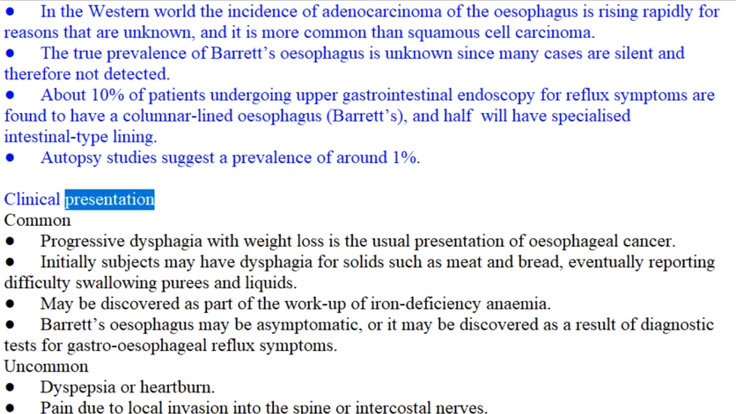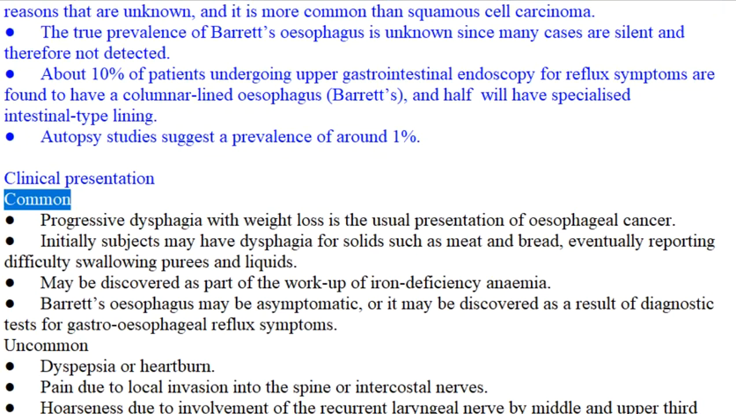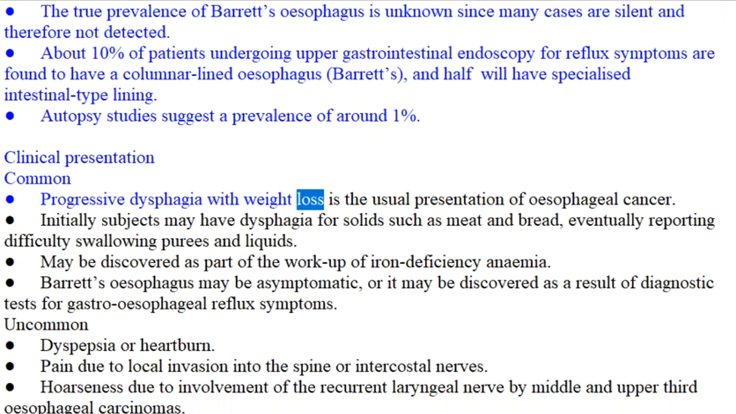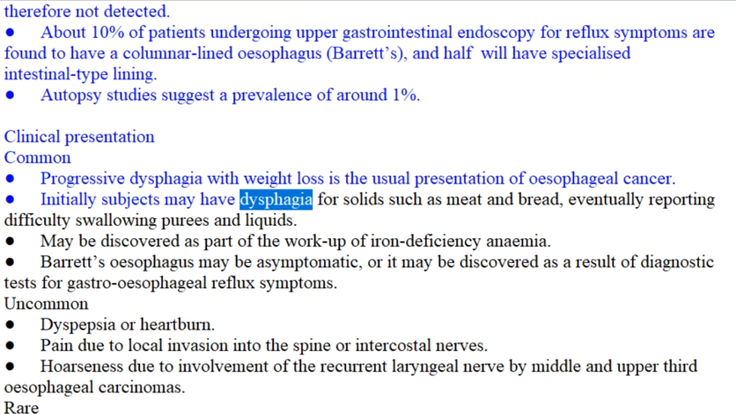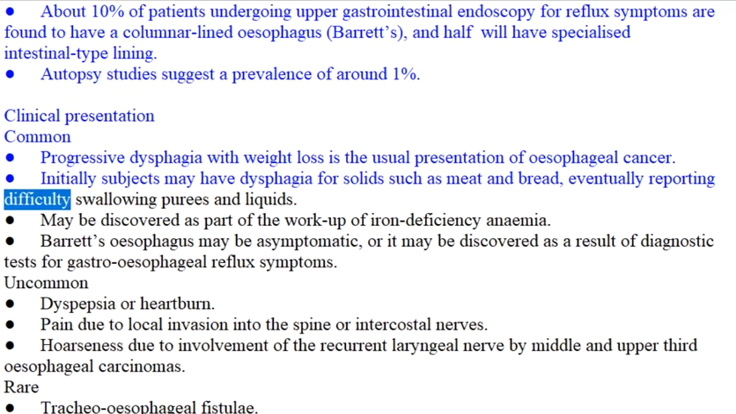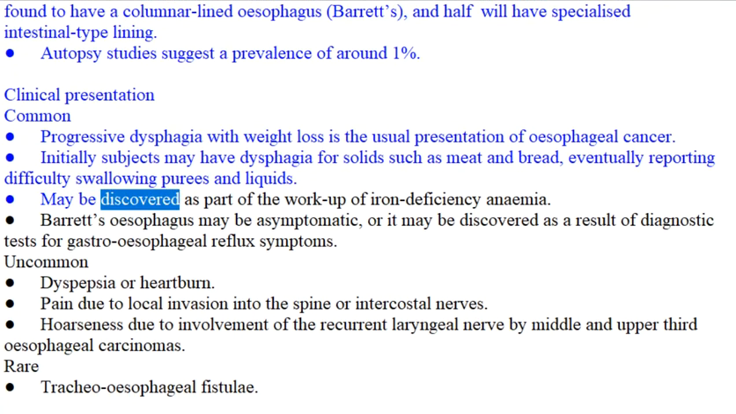Clinical presentation. Common. Progressive dysphagia with weight loss is the usual presentation of esophageal cancer. Initially, subjects may have dysphagia for solids such as meat and bread, eventually reporting difficulty swallowing purees and liquids. May be discovered as part of the workup of iron deficiency anemia.